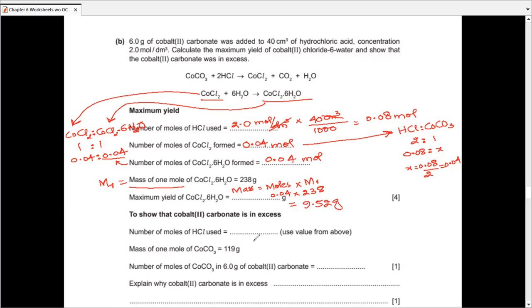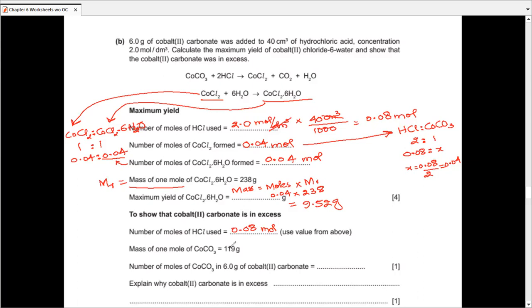Now, to show that cobalt carbonate was in excess, number of moles of HCl used, and we need to use the value from above. So the very first step was number of moles of HCl used. So I'm going to copy and paste the answer over here. 0.08 mole was our answer back from step 1. So I've simply copy and pasted the answer from here.